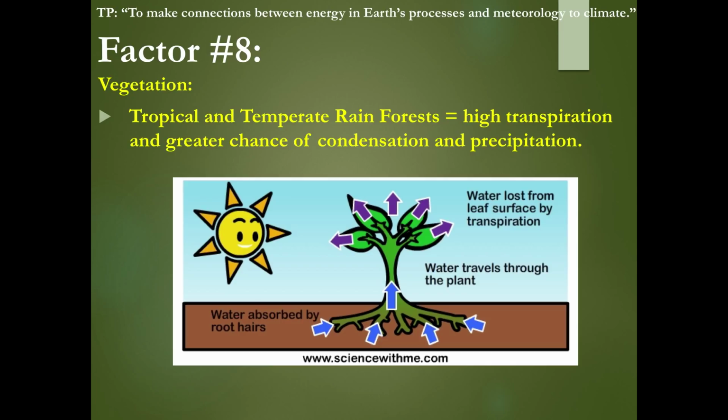Factor 8, vegetation. Tropical and temperate rainforests give you high transpiration. Remember, plants not only give off oxygen, they also give off water vapor. That's transpiration. So we have high transpiration and the greater chance of condensation and precipitation. So vegetation plays a major role in this too.